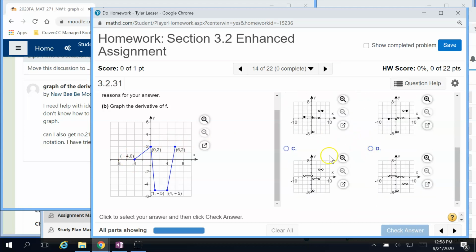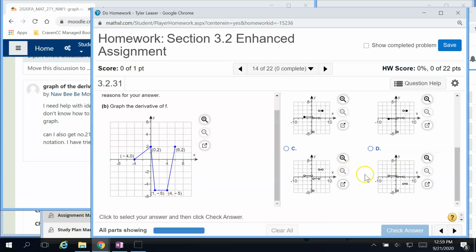Then it wants us to graph the derivative. Don't forget that the derivative is just the slope. From -4 to 0 on the x-axis is a positive slope. From 0 to 1, it's a really big negative slope. From 1 to 4, it has a slope of 0. And then from 4 to 6, it has a positive slope again.